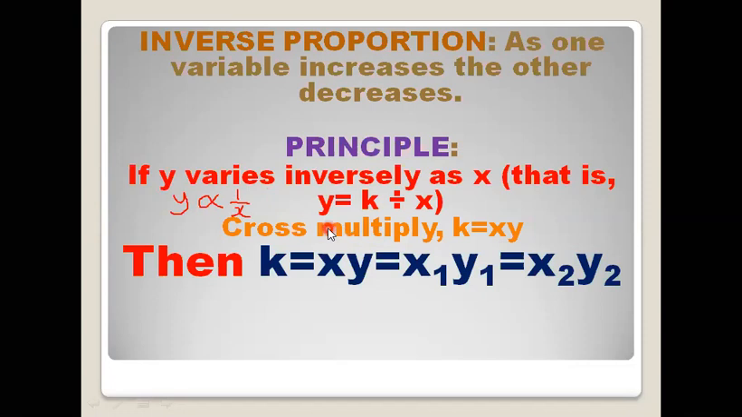So the moment you cross multiply, you get k equal to xy. Now the target is always the constant because the constant doesn't change. The variables, as the name implies, change, but the constant does not change. It's constant. The value remains the same. So if you multiply the two variables, you always get a constant. So you can see k equal to xy, which is equal to x subscript 1 y subscript 1, which is equal to x subscript 2 y subscript 2.